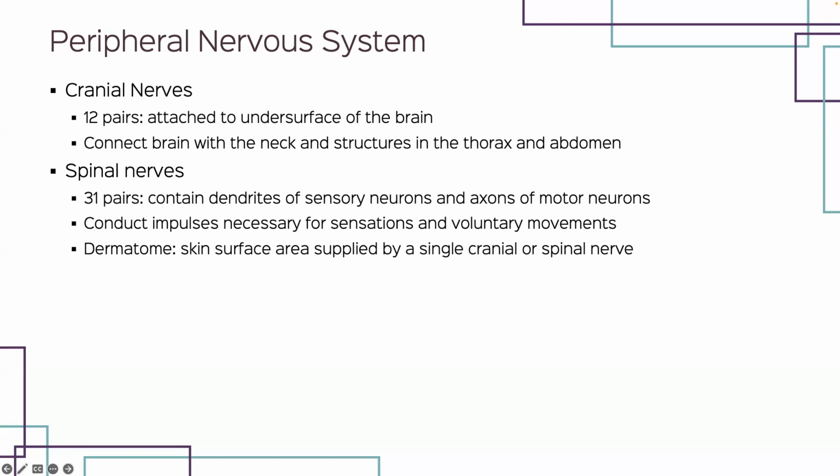Our spinal nerves conduct impulses between the spinal cord and the parts of the body that are not supported by cranial nerves. The spinal nerves contain sensory and motor fibers. Spinal nerves, therefore, function to make possible sensations and movement.